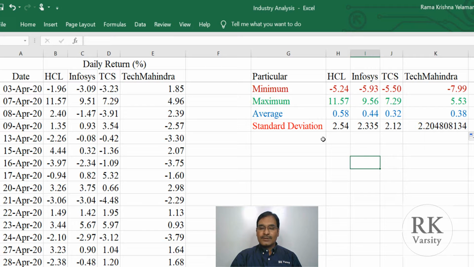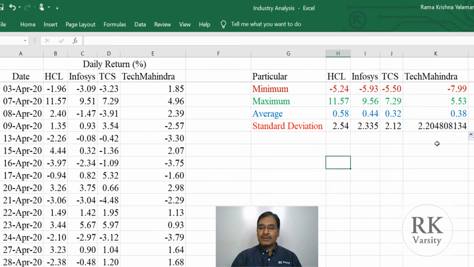And now if you observe here, during the period, HCL stock yielded a maximum return of 11.5%, whereas Tech Mahindra gave you a maximum return of 5.53%. This is on the positive side I am saying. And when it comes to the losses, Tech Mahindra has incurred a major loss of minus 7.99, whereas HCL has minus 5.24.